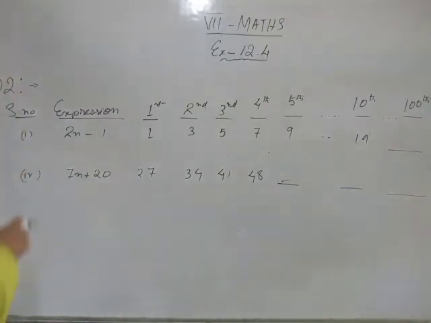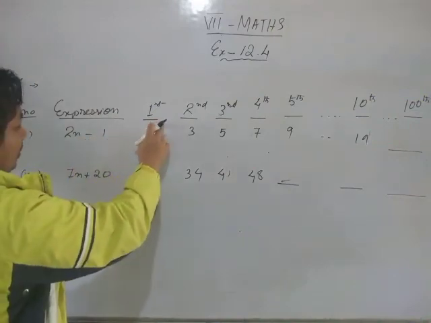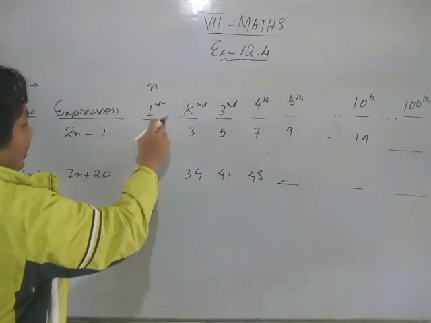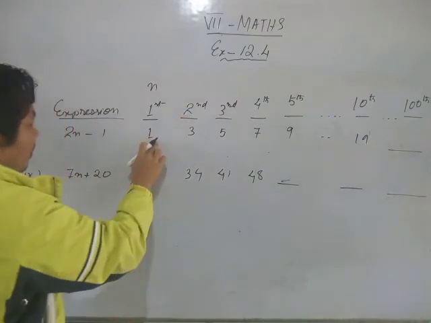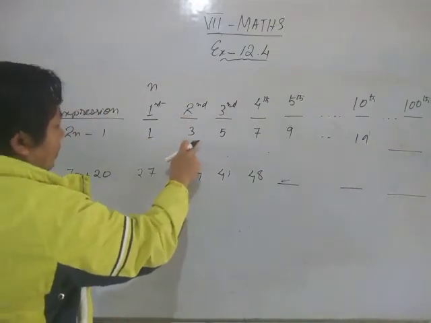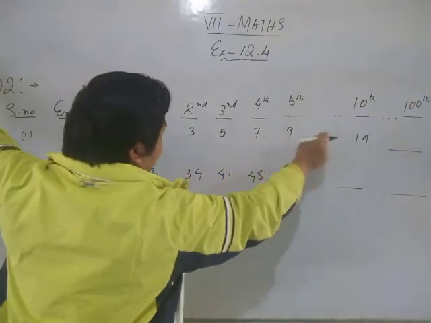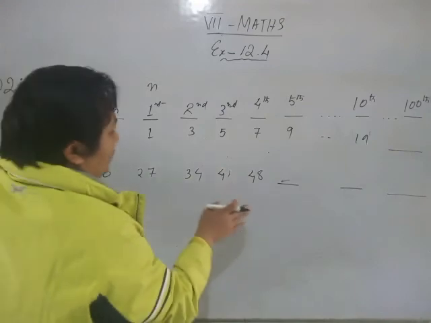In serial 1, the expression and the n are given. These are the n: first, second, third, fourth, fifth. N number of patterns: second number, third, fourth, fifth, sixth, up to 100. Okay, clear? So you are going to complete this.